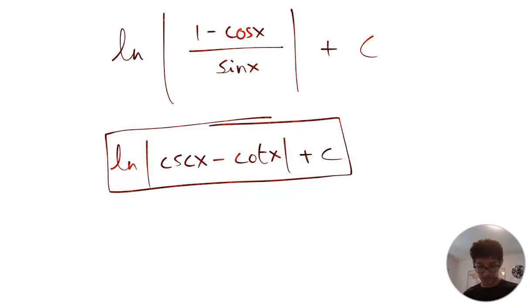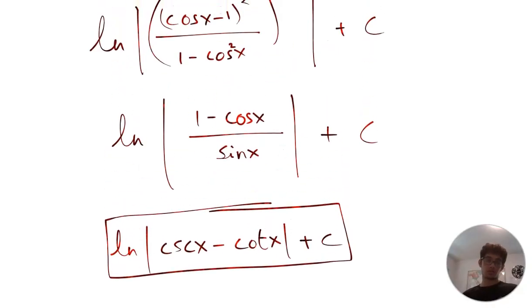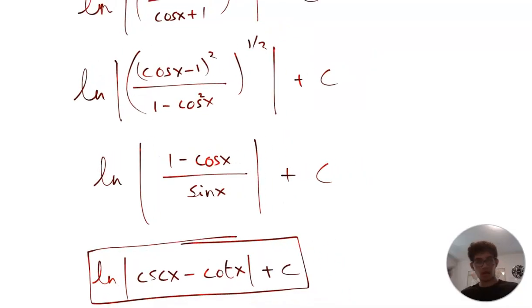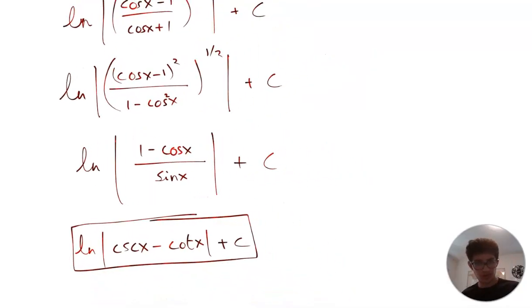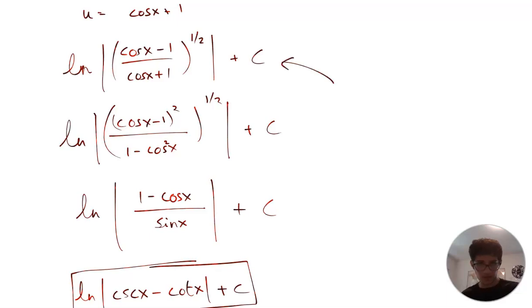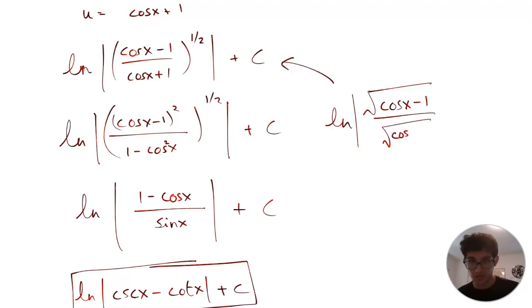But actually, now I just saw this. You can also write this as, what is it? Yeah. Okay, because of the square roots. So let's go back up here, and I'll show you this. This is actually pretty nice. We can write this as the natural log of the square root of cosine x minus 1 over the square root of cosine x plus 1, plus c.